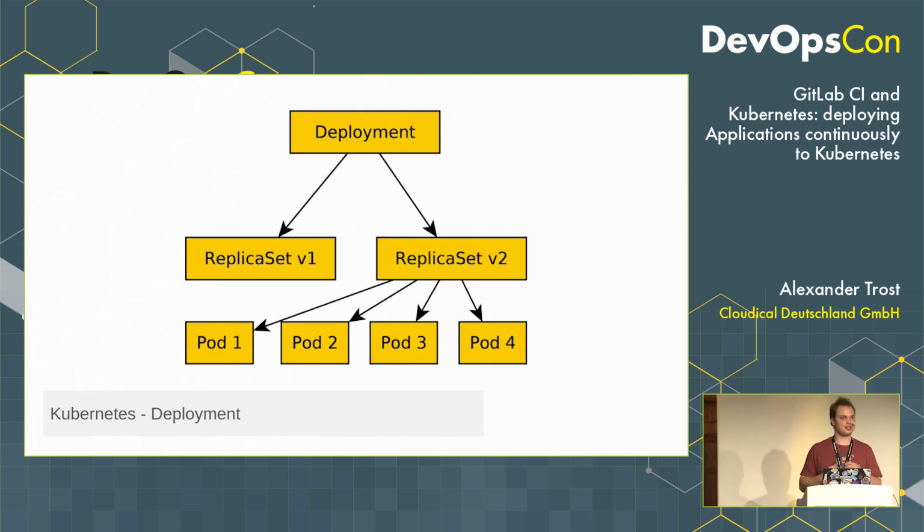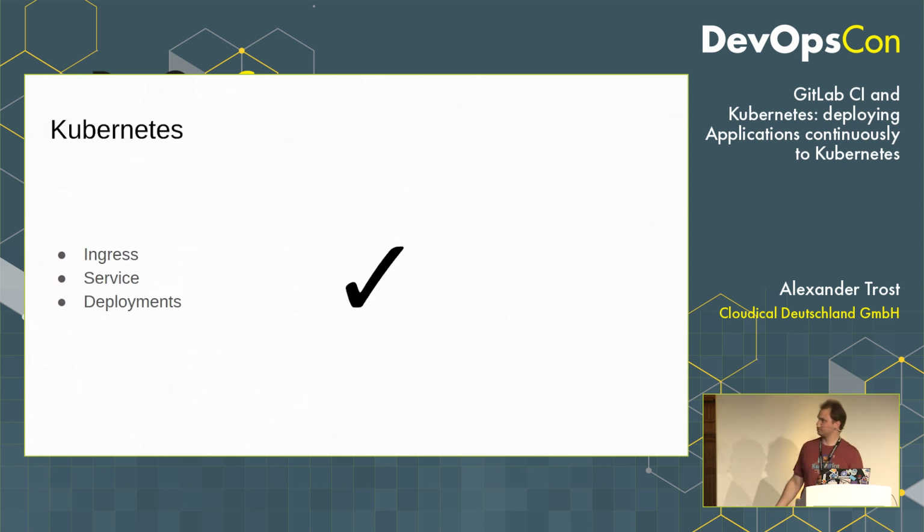But in the end, we have an object, we specify the configuration for the containers in it, and based on that, the deployment will create pods, so run our containers in the Kubernetes cluster. So let's quickly go over the whole thing. With Ingress, we have service and deployments.